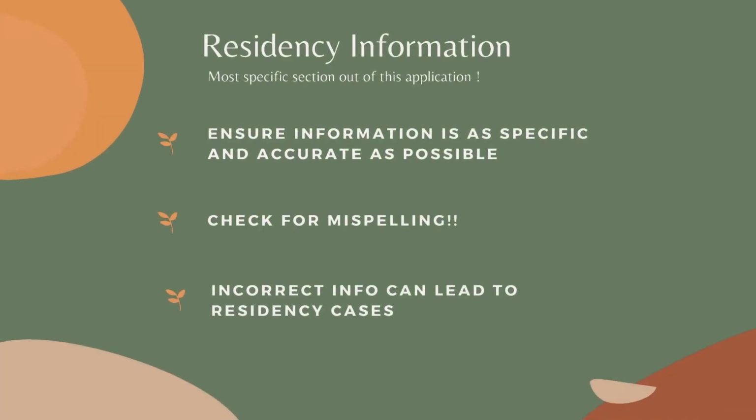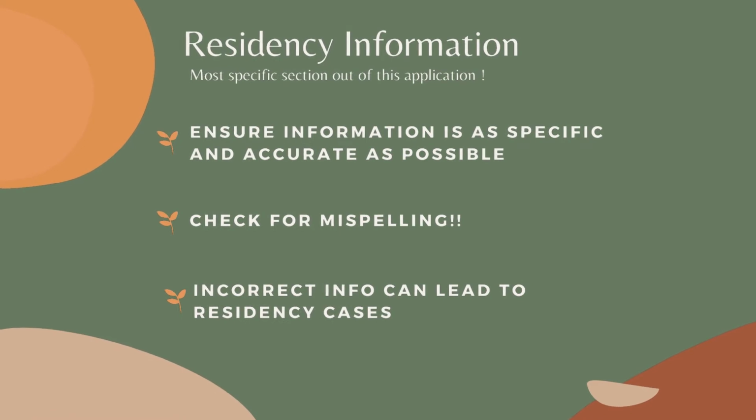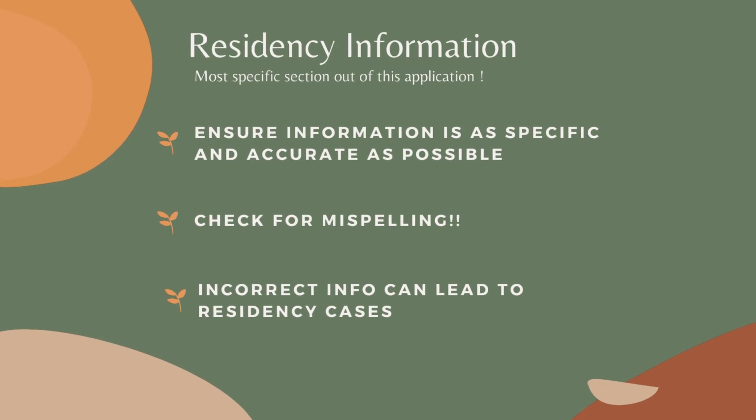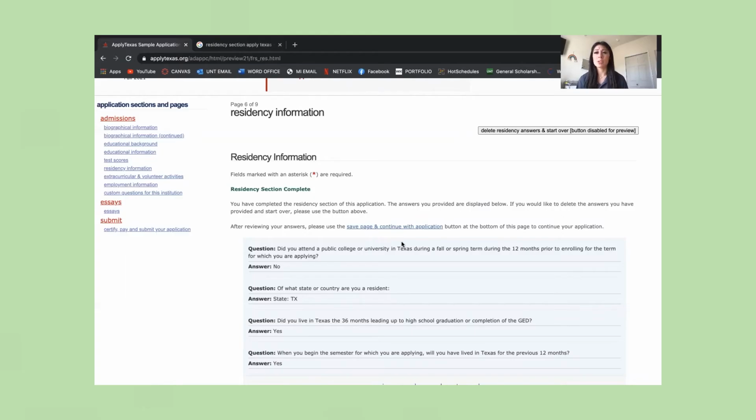For the residency information, this section is probably going to be one of the most specific sections out of the whole application, and therefore it is important to make sure all the information you put in here is as specific and accurate as possible. We've had cases where students misspell their address or input incorrect information. Because we do process and check this section, failure to input the information correctly can lead to residency cases, which delay your application process. So just make sure that everything you do in this section is double checked.